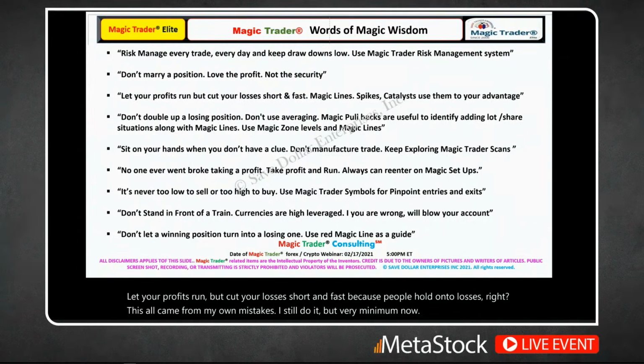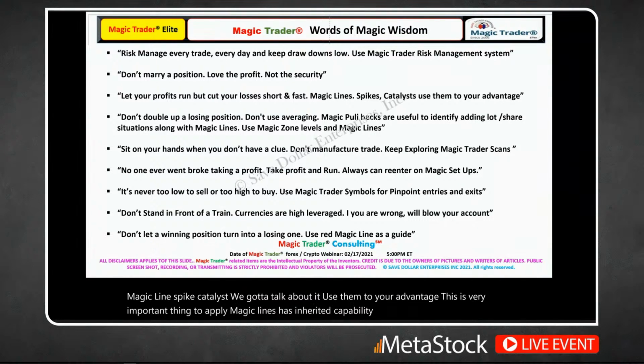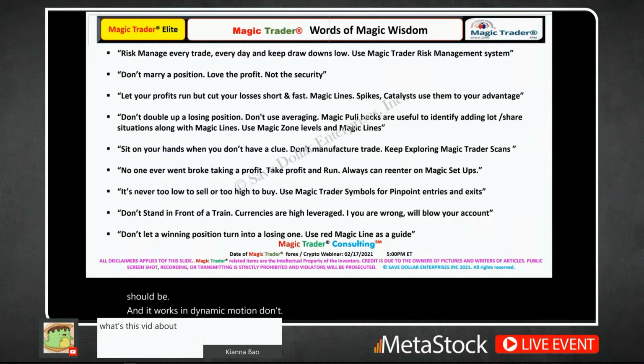Magic lines, spikes, catalysts, we're going to talk about it. Use them to your advantage. This is a very important thing to apply. Magic lines have an inherent capability of telling you where the stop should be, and it works in dynamic motion. Don't double down on a losing position. So people do doubling down. That means they add more lots.